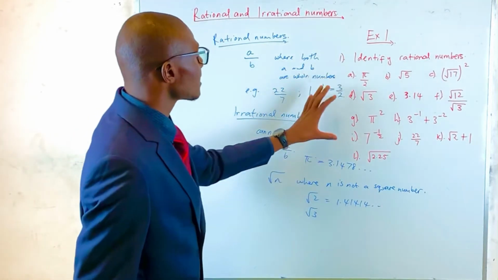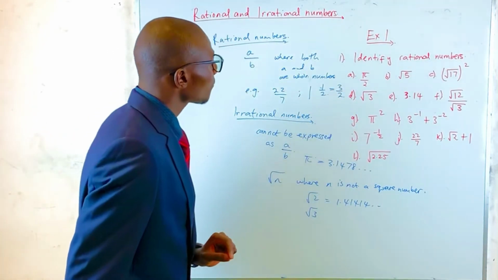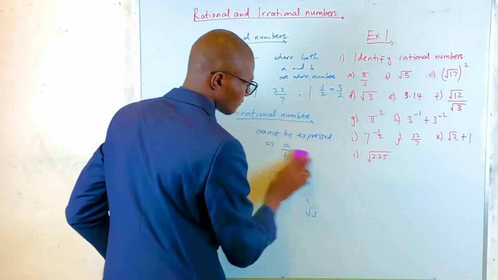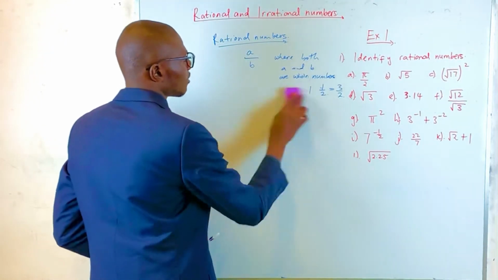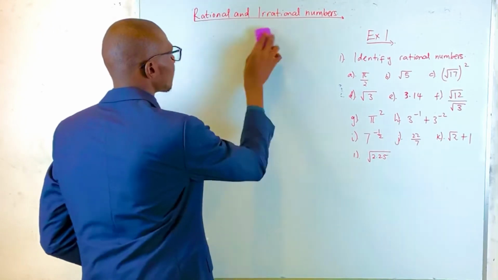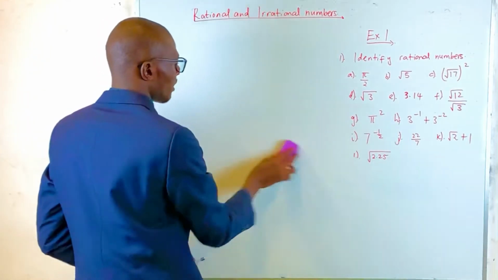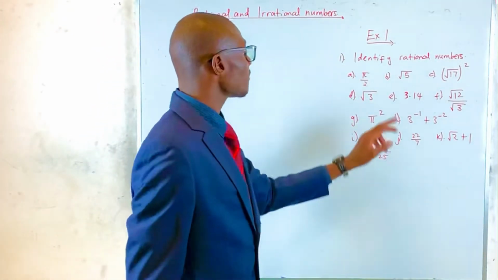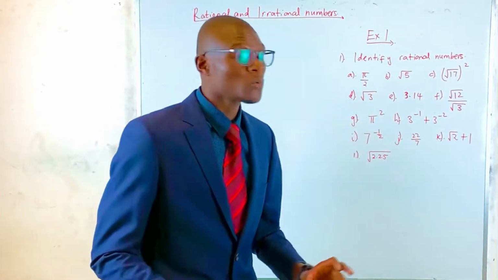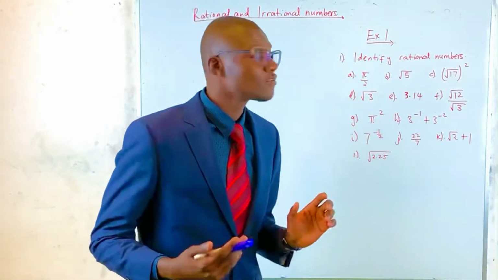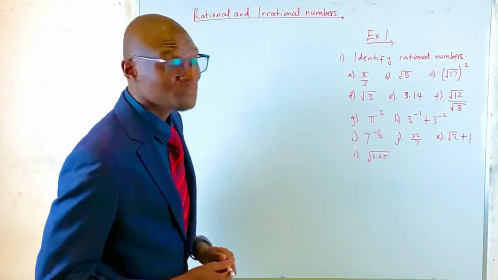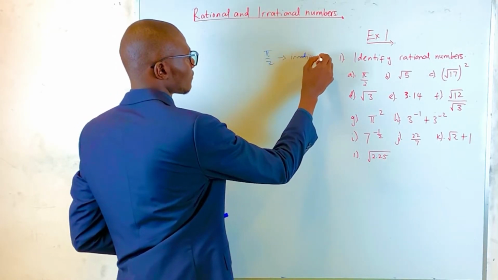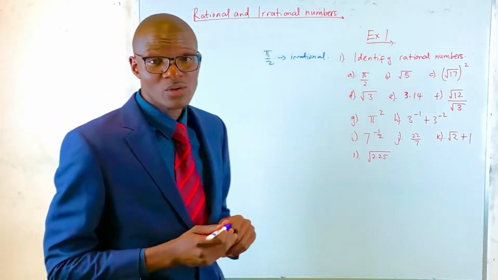Now for this section, we would like to identify rational numbers. So allow me to erase this. For the first part, we've got pi over 2. Pi is not a whole number, so of course for this fraction pi over 2, this is not a rational number. Pi over 2 is irrational, because of the pi.